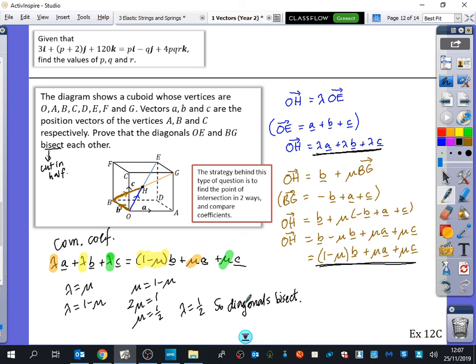Just in case they would do something a bit of a twist, they might say, prove that these 2 things do not intersect each other. You could then do the question as normal, thinking that they're going to intersect, and go like, uh-oh, there's no solution to the simultaneous equation. Or you get something like 0 equals 1, which means that it's obviously not going to be an intersection.